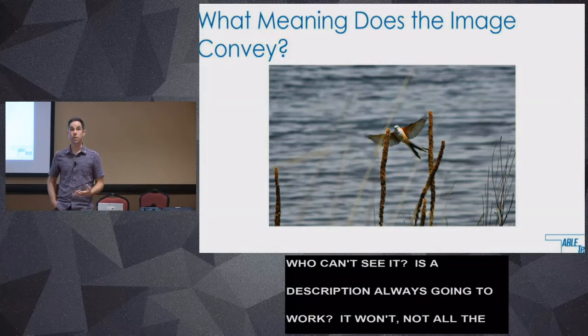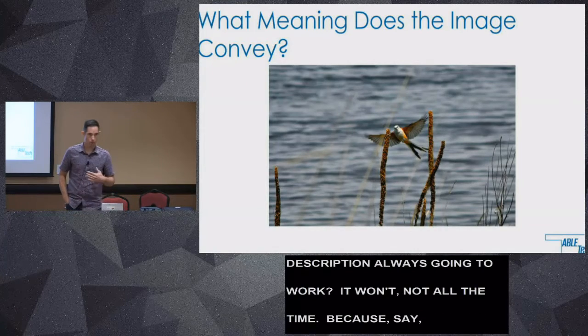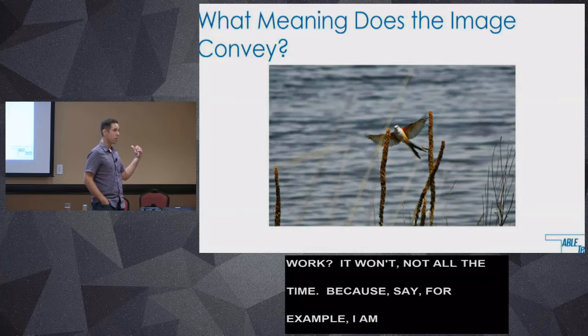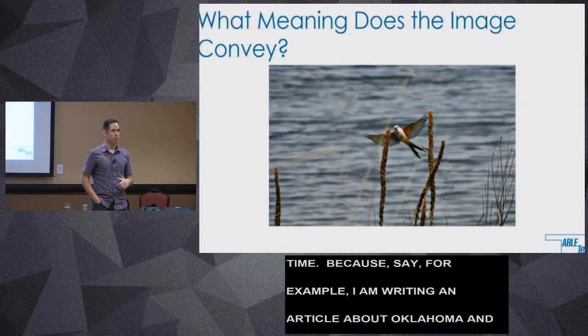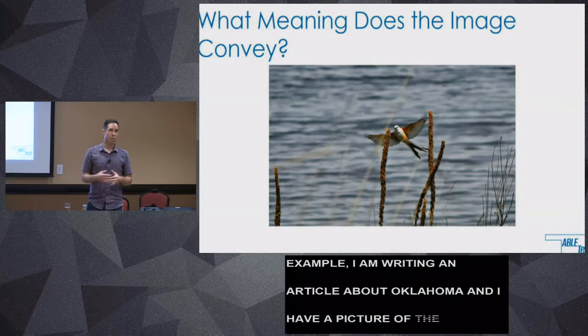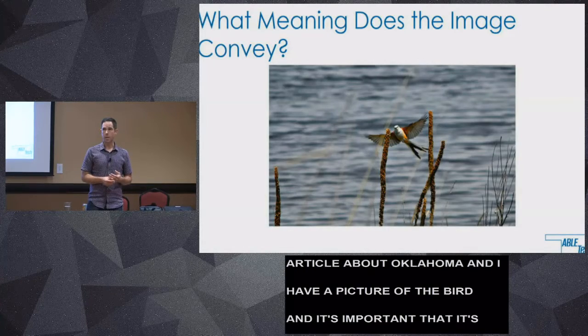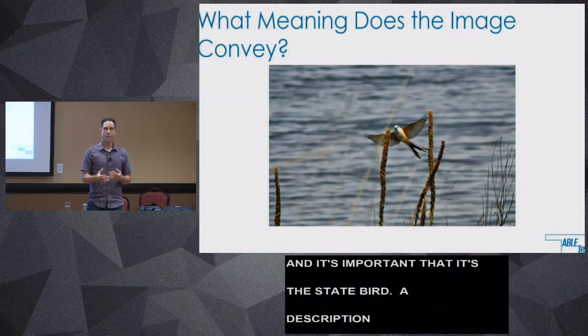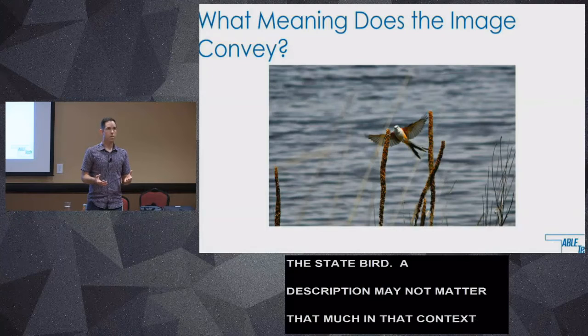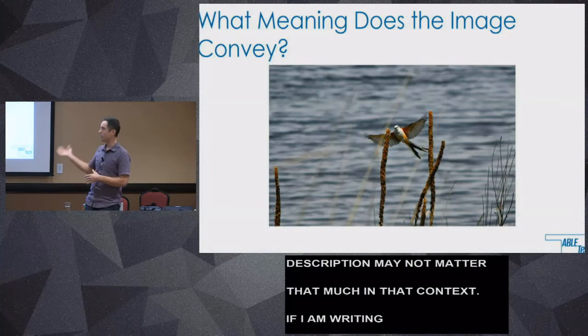Because, say, for example, I'm writing an article about Oklahoma, and I have a picture of the bird, and the important thing is that it's the state bird of Oklahoma. A description may not really matter that much in that context. If I'm writing something for bird watchers, then a description of the bird and its tail feathers may be important.